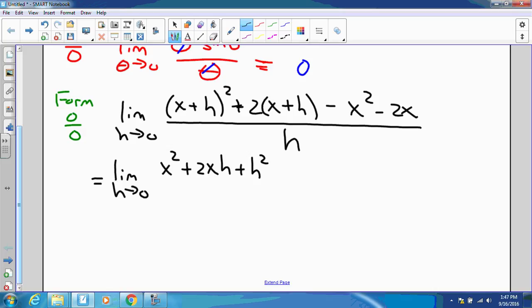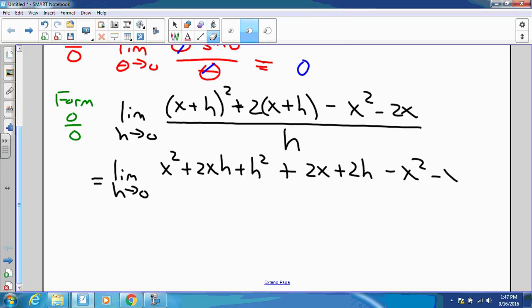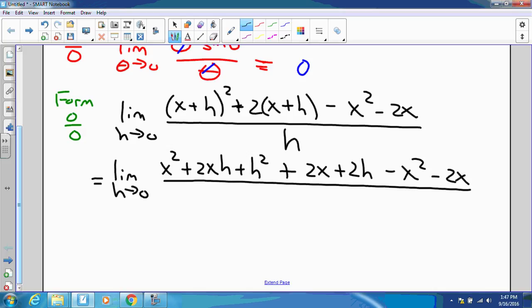So this guy is that. And 2 times quantity x plus h is the same as 2x plus 2h. And then still minus x squared, still minus 2x over here. And then all of this is still divided by h. This has gotten a little ugly. Fortunately, this is the worst it gets. This is the point of maximum grossness for this problem.